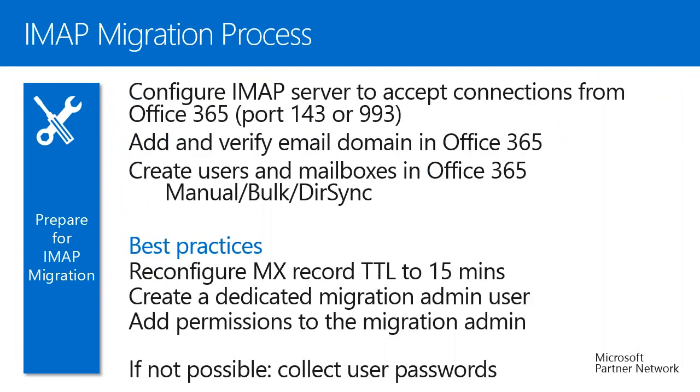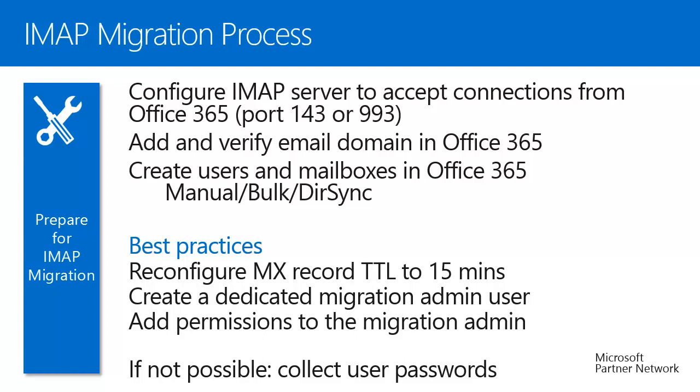The first difference is in the preparation, because we are using the IMAP protocol this time. So your server must be able to accept the connection on port 143 or 993. 993 is for the secure IMAP. I highly suggest using this port. Of course, here again you need to add and verify your email domain like contazo.com.